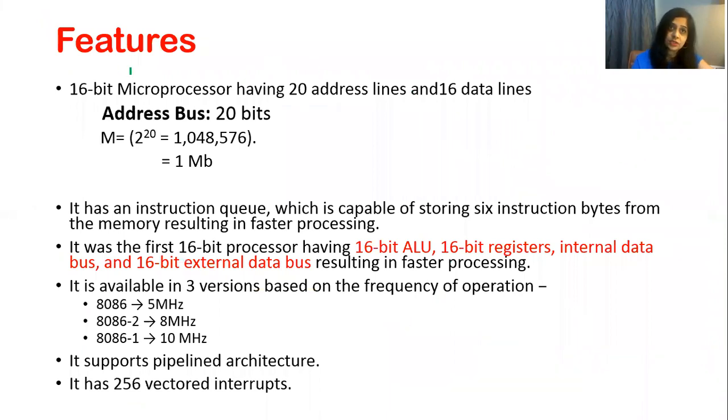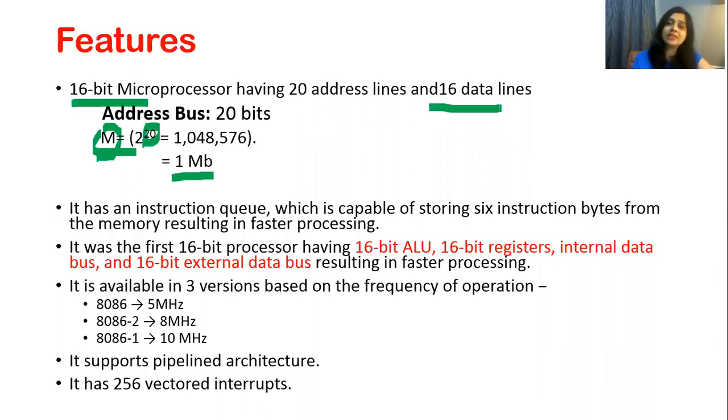Now these are the features of 8086. It is a 16-bit microprocessor having 20 address lines. So its address bus size is 20 bits. So how many locations can it address? It can address M equals 2 raised to power 20. So this 20 stands for the number of address lines. So this is the formula for the memory locations that you can connect to 8086. So how much memory can we connect? We can connect up to 1 megabyte of memory to 8086, and it has 16 data lines.